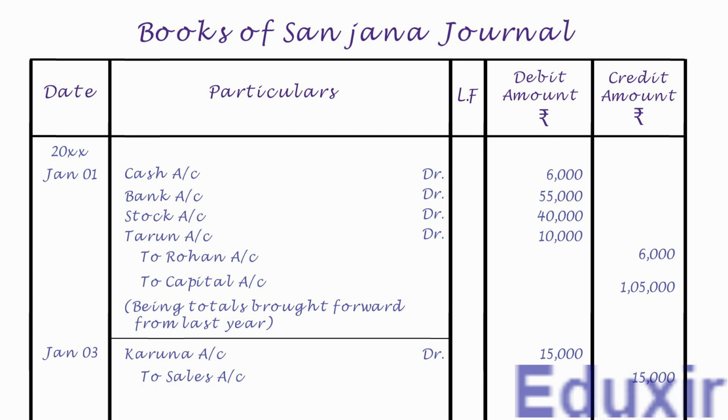Let us now write the narration or description of this transaction, that is, being goods sold to Karuna. Let us now draw a line to mark the completion of generalizing of this transaction. That completes the generalizing of this transaction. Let us now take up the next transaction.